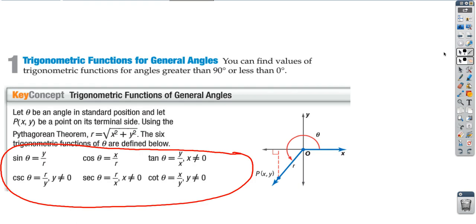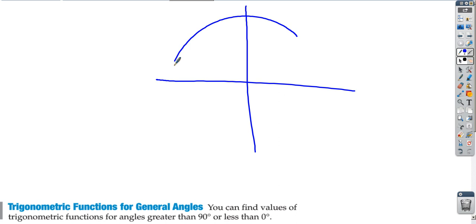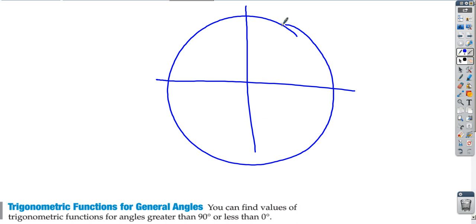So first of all, trig functions of general angles. Let me just redraw this picture here. Like so. So let's say you have this coordinate axis right here, and I'm just going to draw a circle all the way around the axis. And let's say we have some unknown point right here that we'll call x comma y. I don't know what that point is. I know that it has an x coordinate and a y coordinate.